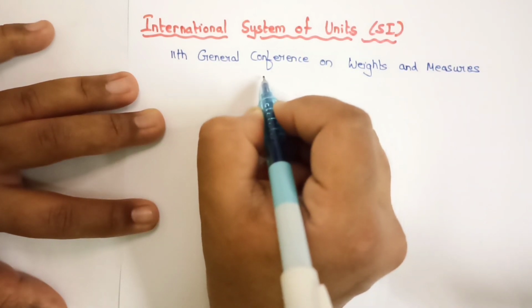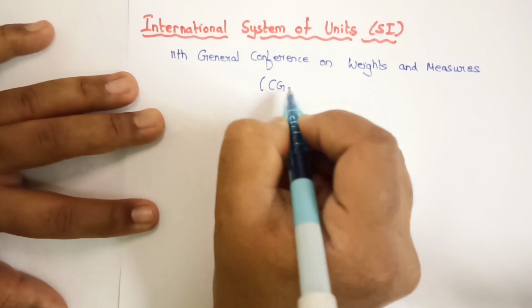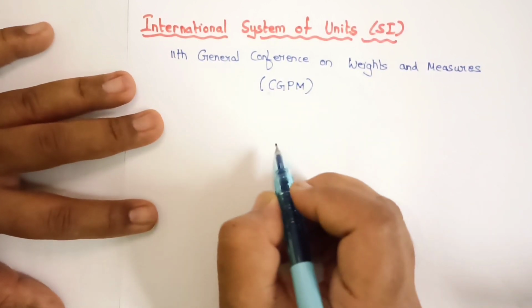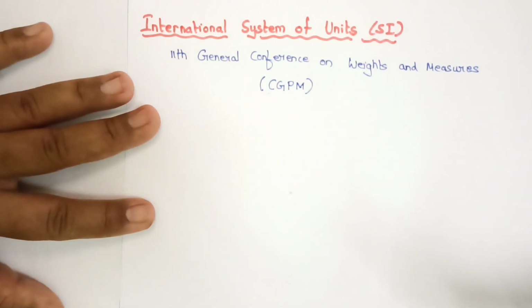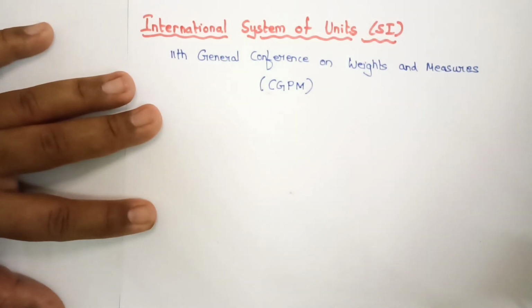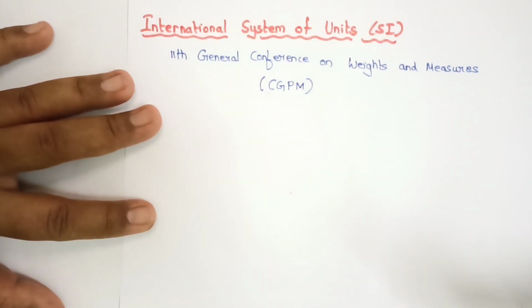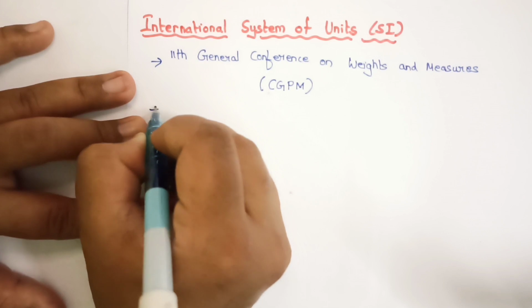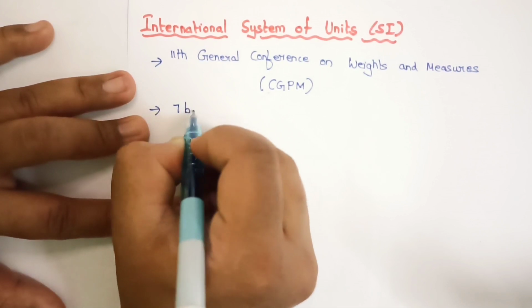It is also known as CGPM. Okay. So, this International System of Units, which is also abbreviated as SI, was proposed in the 11th General Conference on Weights and Measures. This SI system of units has 7 base units.